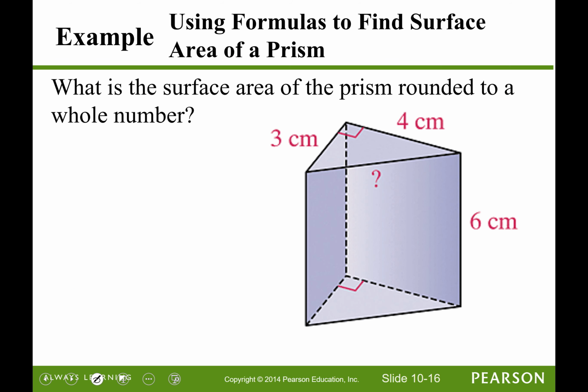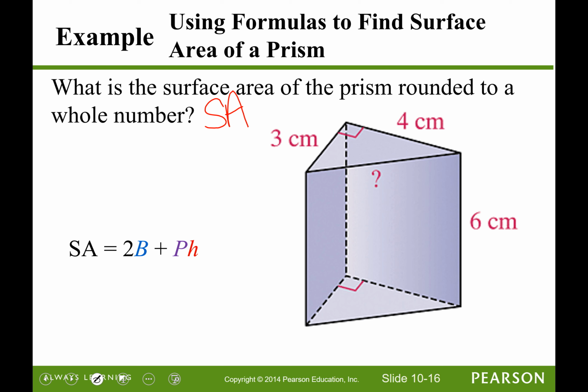All right, so let's use formulas to find surface area this time. So we're given a prism, and we're asked what is the surface area of the prism rounded to a whole number. All right, we're going to start by identifying the formula that we're going to use. We're being asked to find the surface area, capital SA, of this right prism, which means our formula is 2B plus capital P times lowercase h.